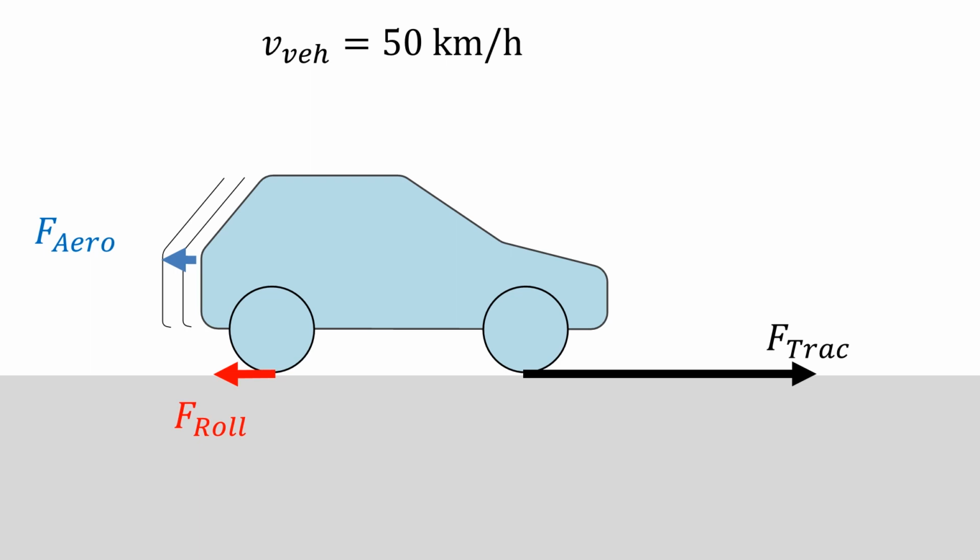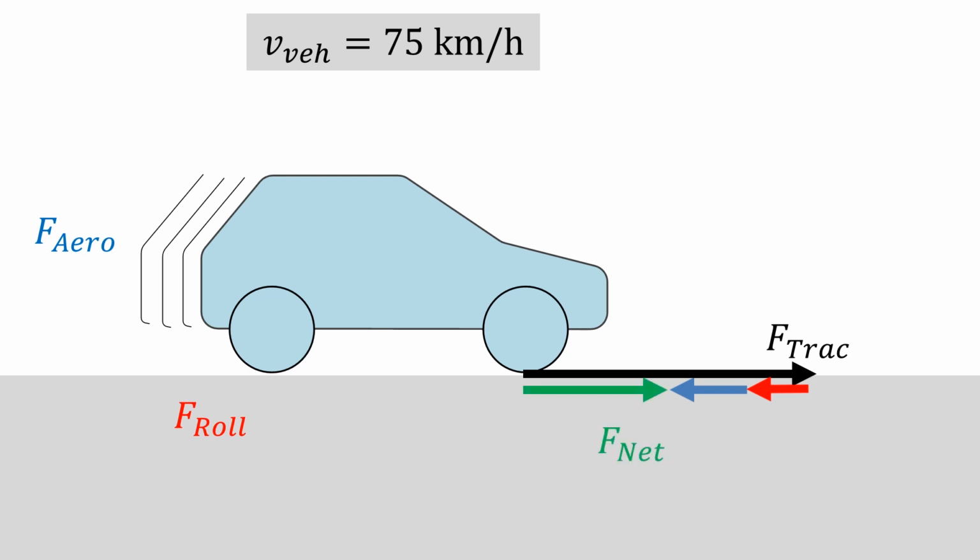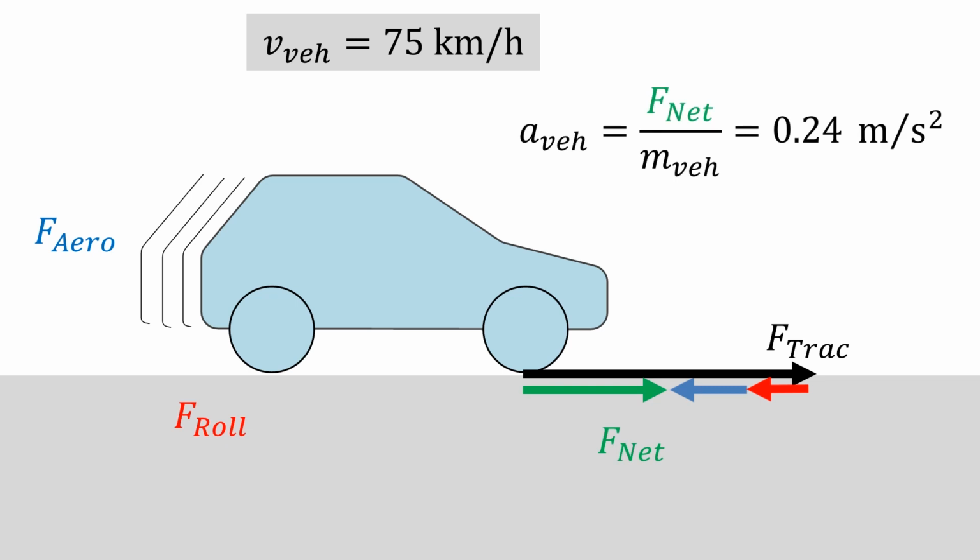If we keep the traction force constant, the speed will increase. And when the speed increases, the aerodynamic resistance will also increase. If we now calculate the vector sum of the forces, we get the net force. Notice that this time it is a little smaller than at 50 km per hour due to the increased aerodynamic drag. At this speed, the 750 newtons of traction force will lead to an acceleration of 0.24 meters per second squared.